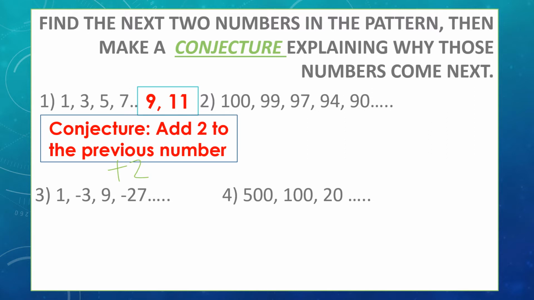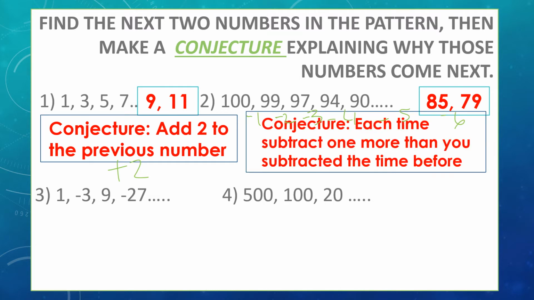For number 2, from 100 to 99, we subtract 1, 99 to 97, we subtract 2, then we subtract 3, and a lot of you guys in class had a hard time explaining this. I'm not going to take off if you use your own words to explain this. How I explained it was, so this would be minus 4, then I'd have minus 5, and then minus 6. So the conjecture that we did was each time subtract 1 more than you subtracted the time before. You could also say you are subtracting each time by consecutive numbers, something like that.